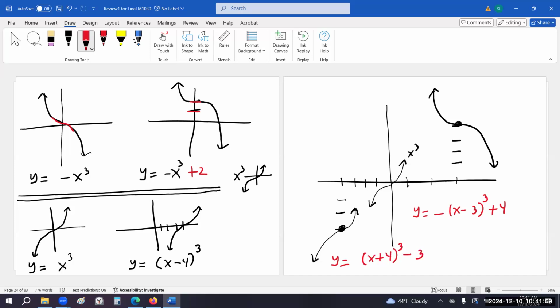And this time it's perfect. We have the original shape, so it's not negative anymore. It's positive, and we shifted 4 units left, means +4 inside. 3 units down means -3 outside. Try to remember that till you finalize them.